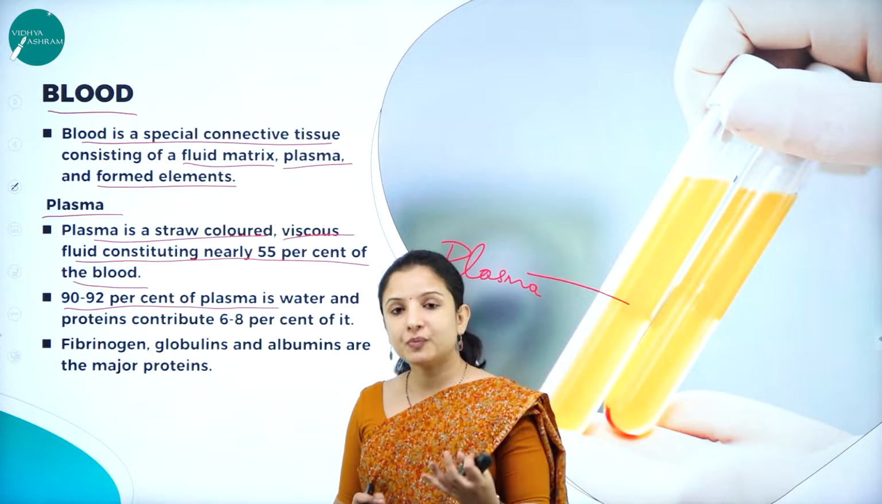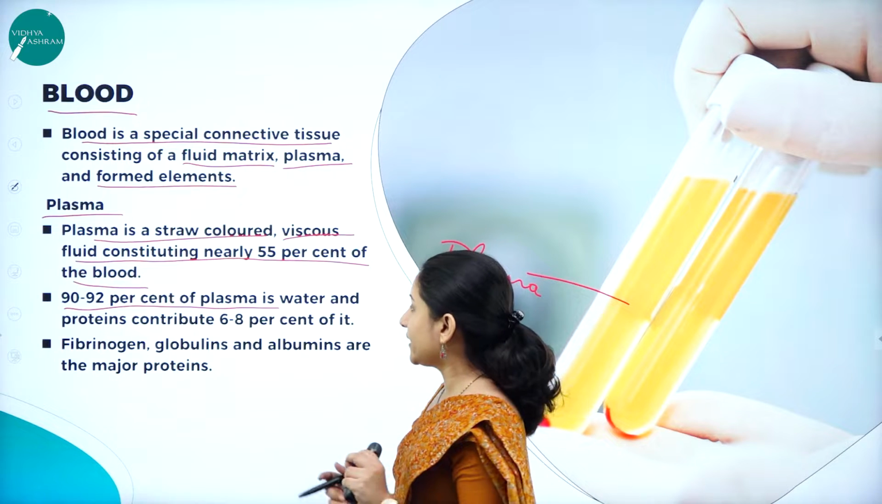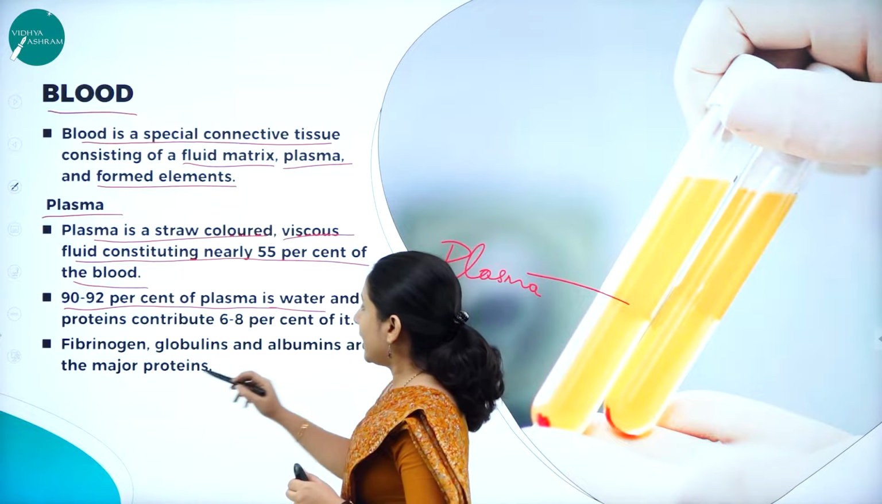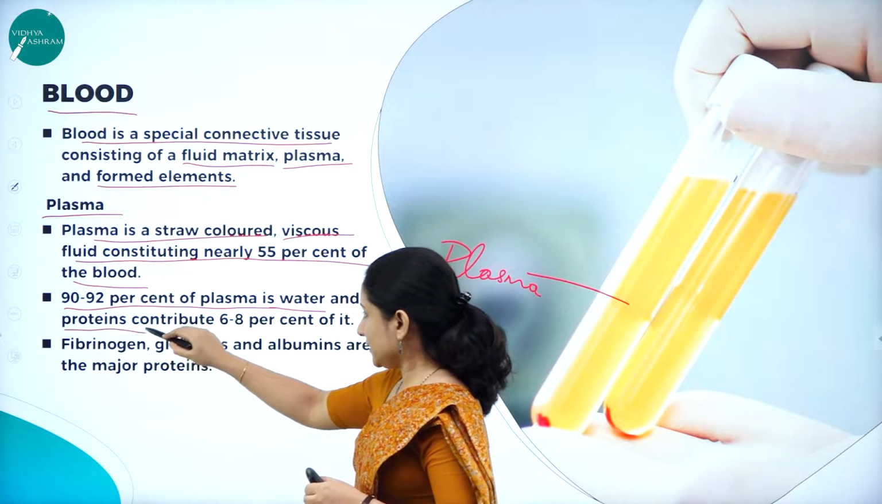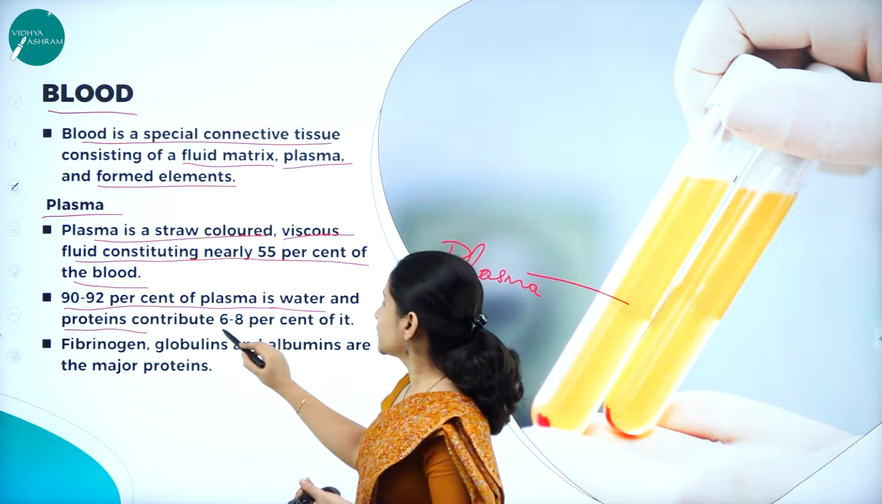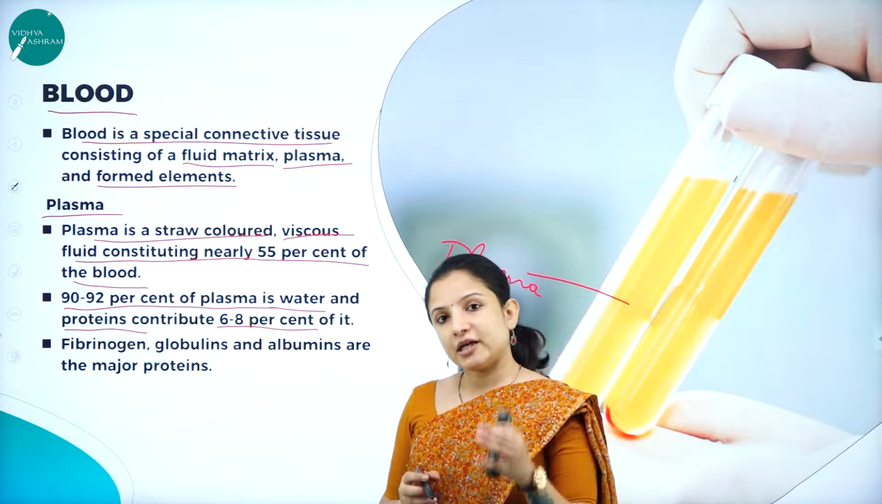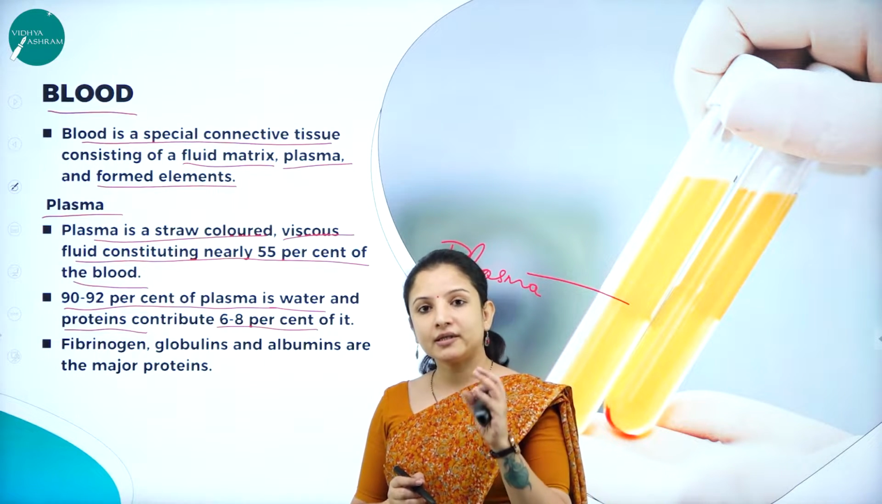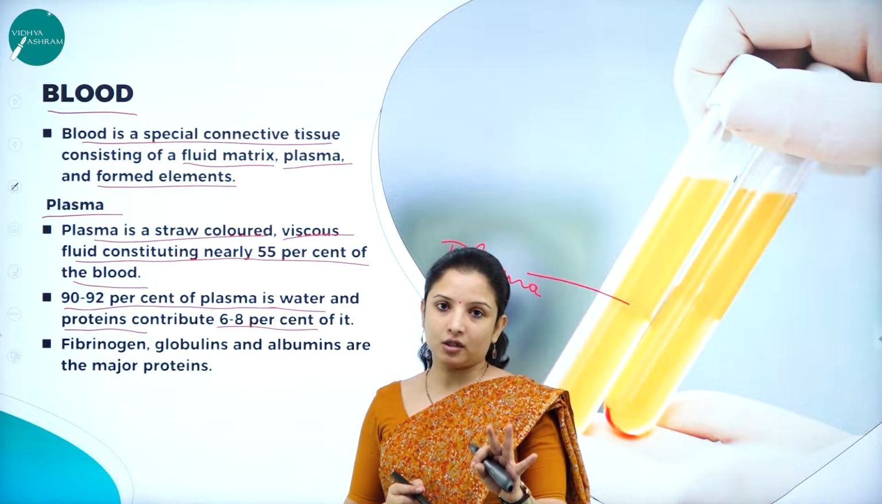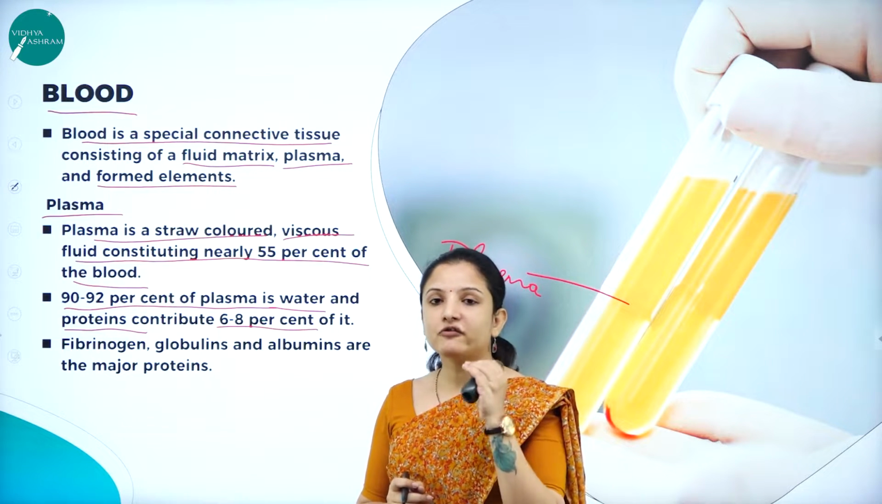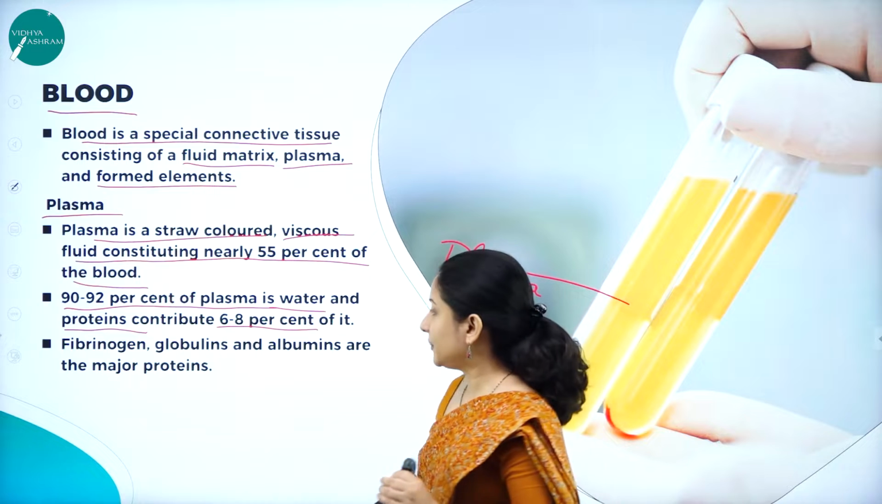90 to 92% of the plasma is made up of water, and it is also made up of proteins, but the proteins present are just 6 to 8%. So therefore, the majority of the component present in plasma is water. Apart from that, a little bit of proteins are also present in the plasma.